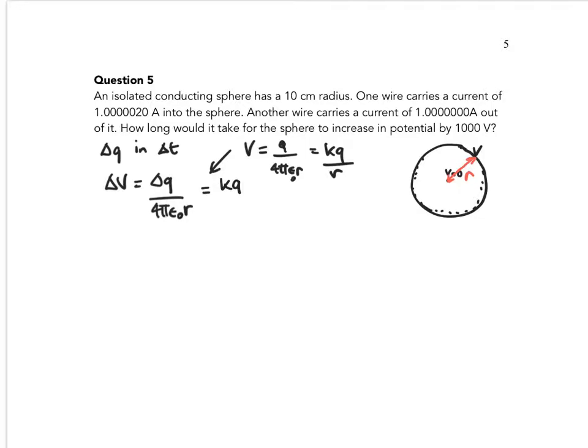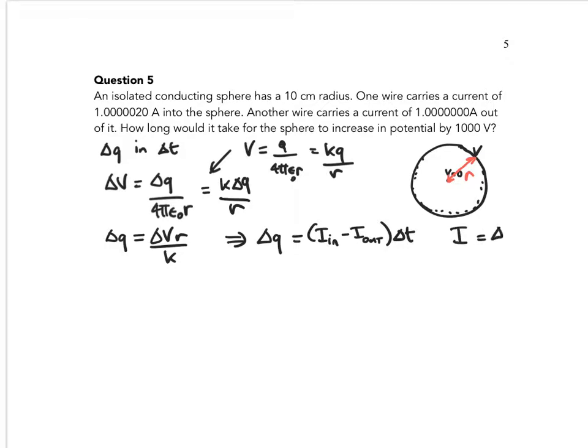So yeah, we can just write this then as K delta Q over R. We can rearrange that to get the delta Q out like this: delta Q equals delta V R over K. We also know that delta Q, the change in charge, is equal to the current in minus the current out, the net flow of current, times delta T. Remember, current is just delta Q over delta T.